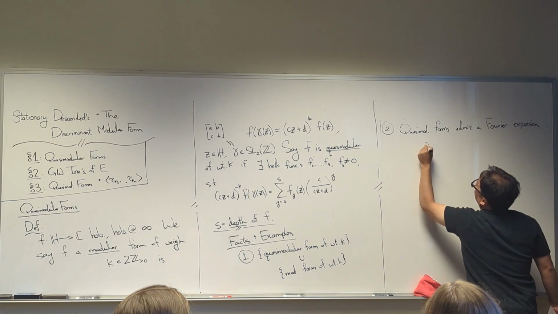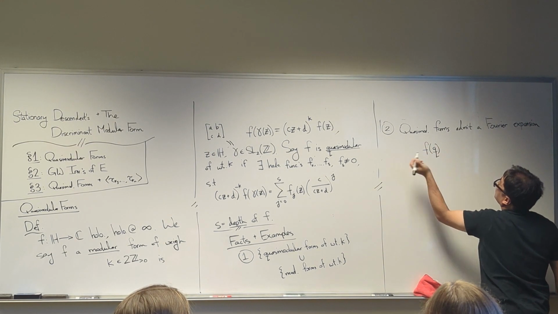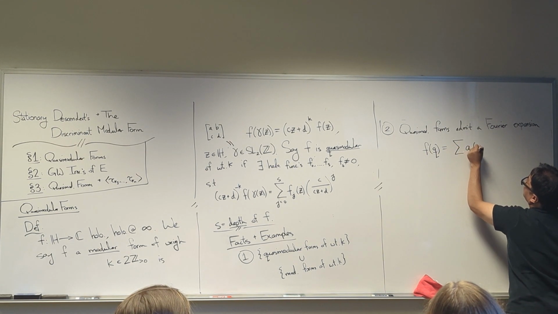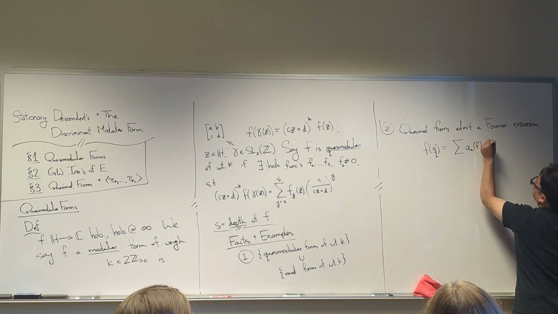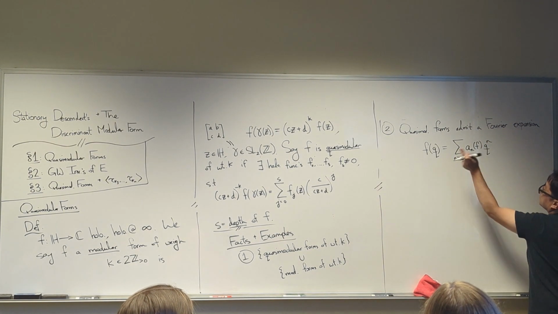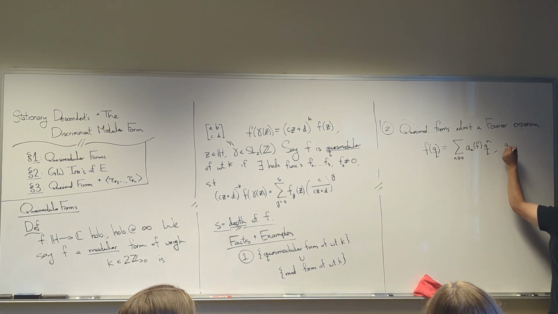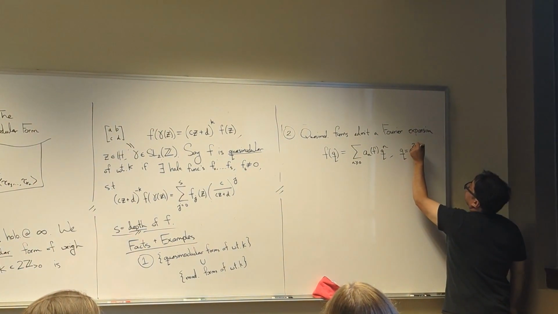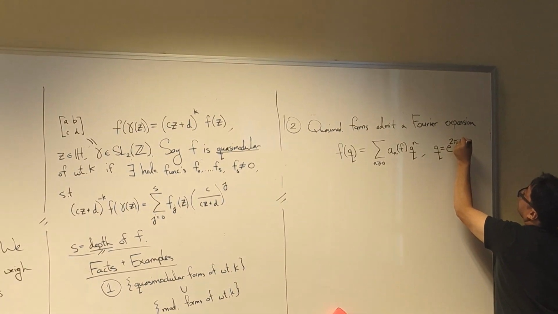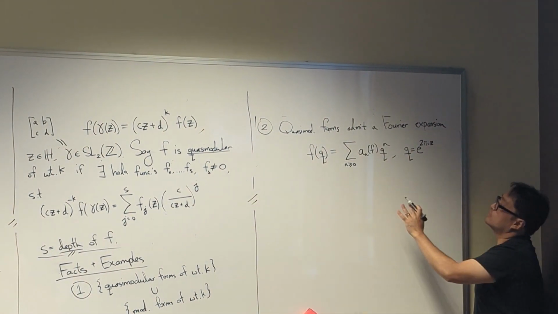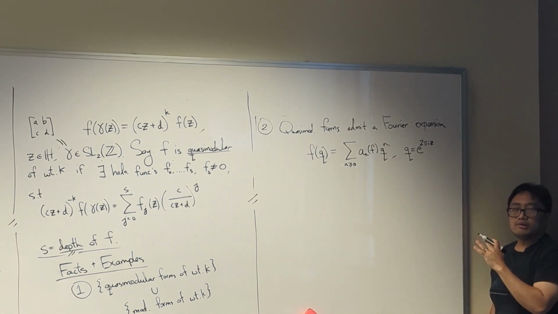So in other words, if I give you a form, I can always write it like this, where these a sub n's are complex numbers, and q, since I'm writing everything in Fourier space, is e to the 2 pi i z. Okay, so from here on out, I'll always refer to a form in terms of its Fourier expansion.